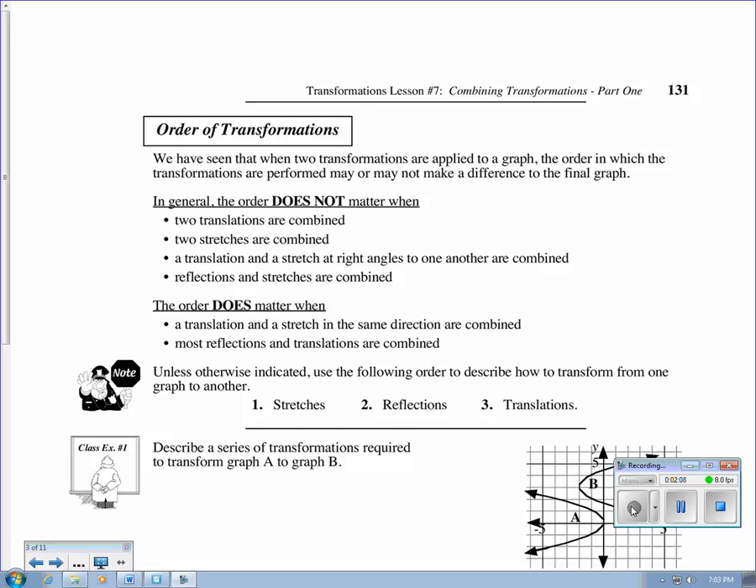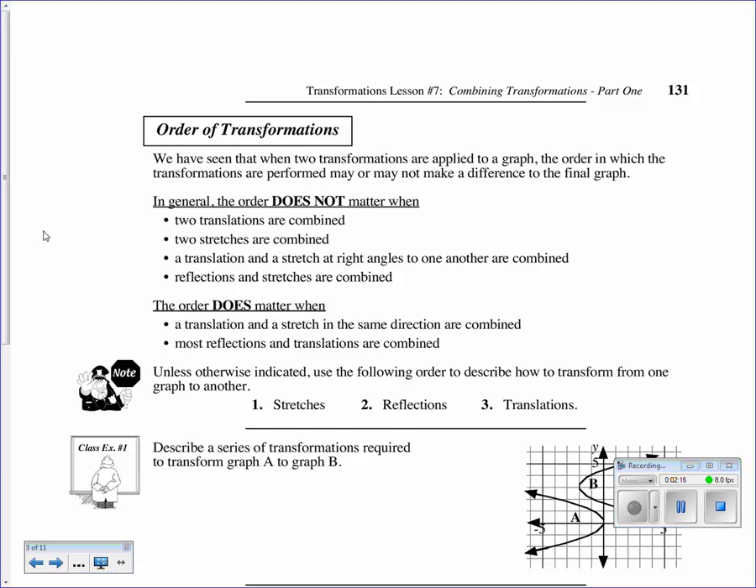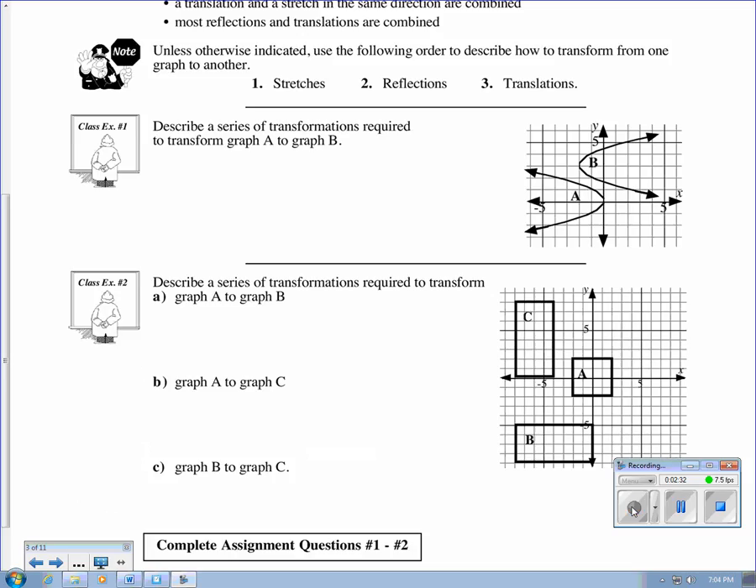So unless you're told otherwise, we're going to use the following convention, and that is do stretch first, then reflections, and then translations. It's referred to as the SRT method. SRT, get used to that. The alphabet and SRT don't go well together, but deal with it. I'm going to just take a look at two examples from here and then get right to work.